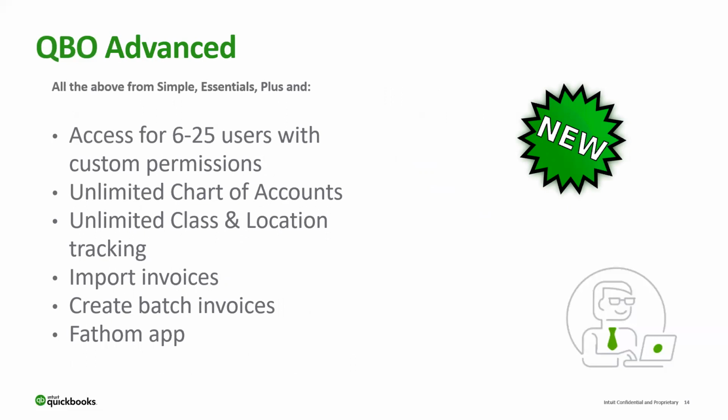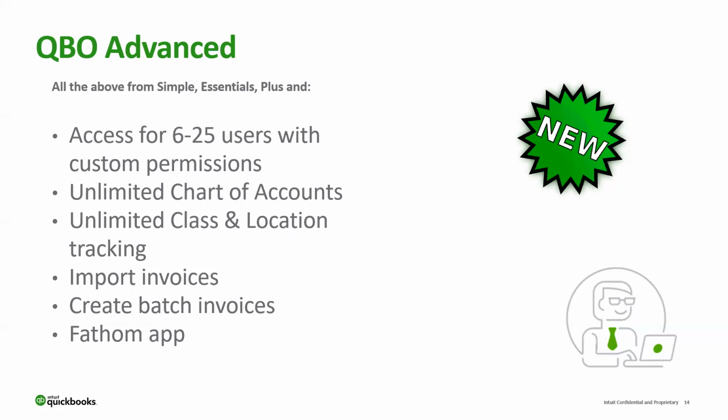You get everything that you get in all the previous versions, Simple Start, Essentials, or Plus. But you have the ability to customize your users up to 25 people. You get unlimited chart of accounts and unlimited class and location tracking. In the previous editions, you're limited to 250 chart of accounts and about 40 class and location items.